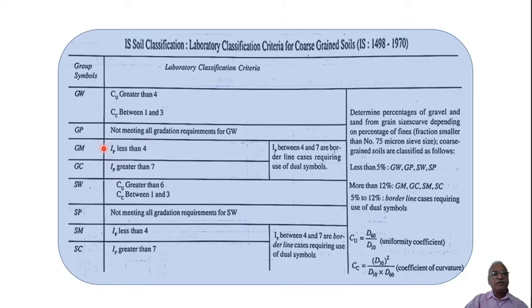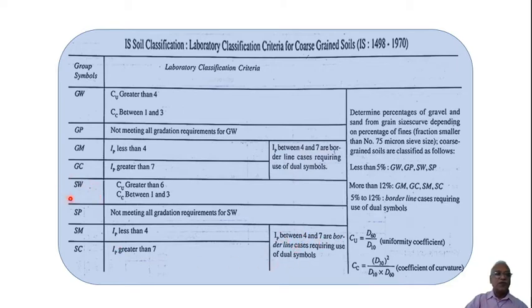The helping guideline would be IP less than 4, then it will be silty, IP greater than 7, it will be GC. If IP is between 4 and 7, then borderline cases are requiring use of dual symbol. That is two symbols like GW, GM, like that. There will be a combination of classification symbols for IP between 4 and 7. Similarly for sands also, IP between 4 and 7 you have a dual symbol.